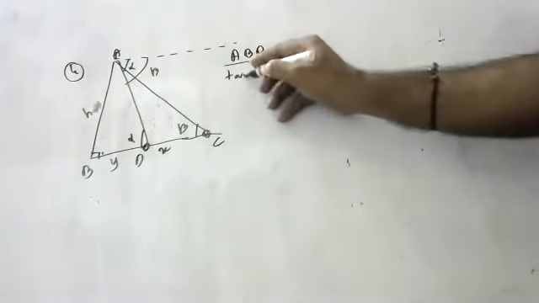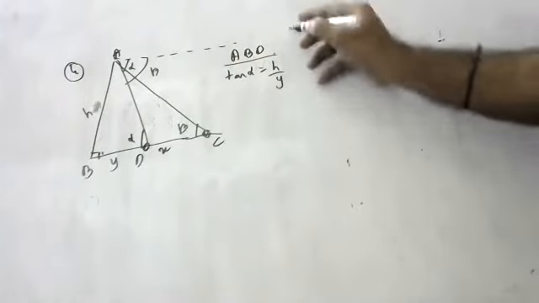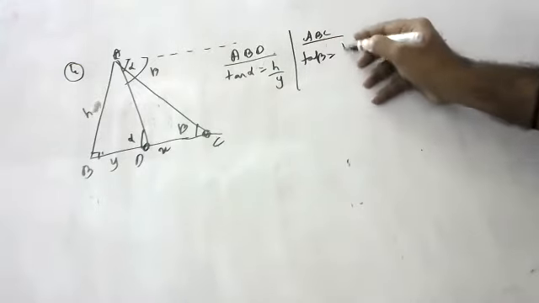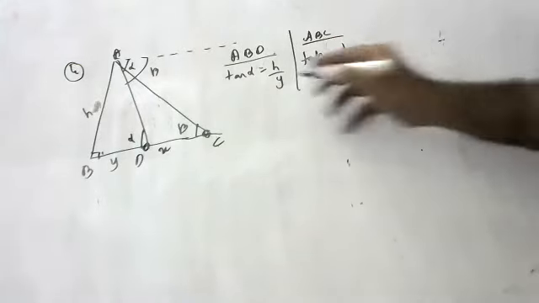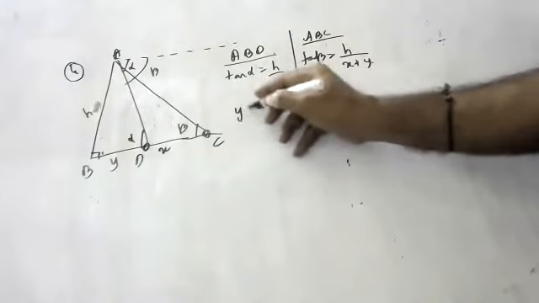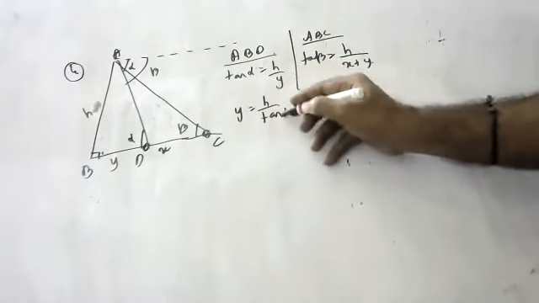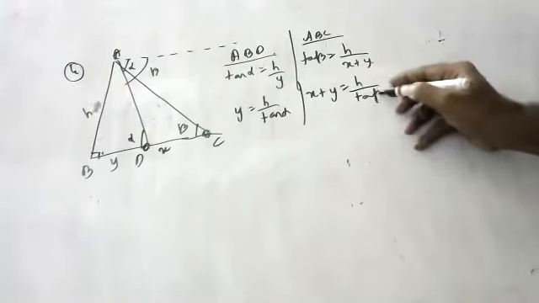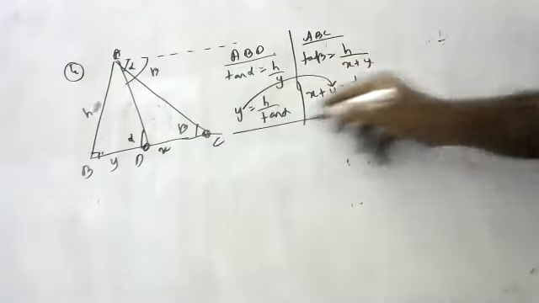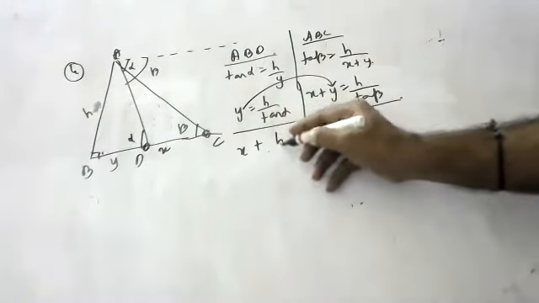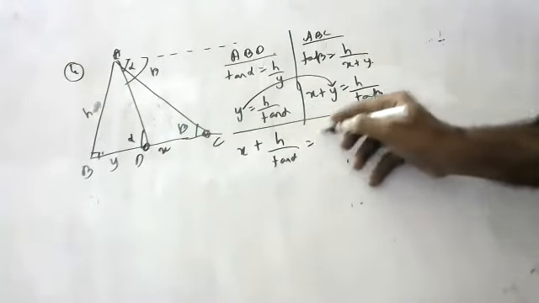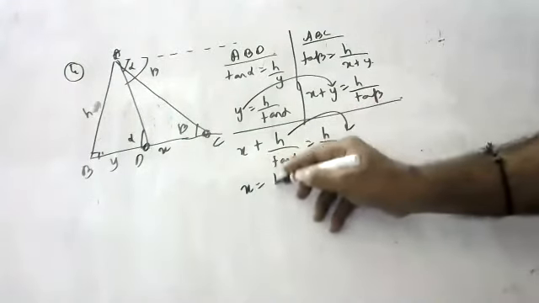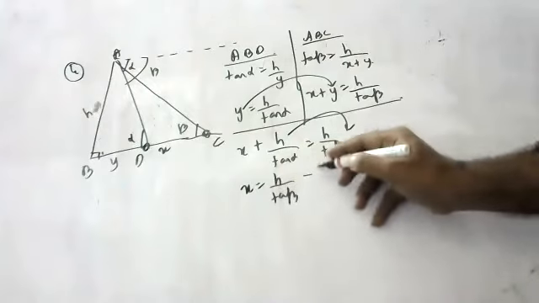Sir, tan alpha is equal to h by y. Very good. In ABC, tan beta is equal to h by x plus y. Very good. Okay, y is equal to h by tan alpha. X plus y is equal to h by tan beta. Substitute y in the ABC equation: x plus h by tan alpha is equal to h by tan beta. Very good. Bring this here. X is equal to h by tan beta minus h by tan alpha.